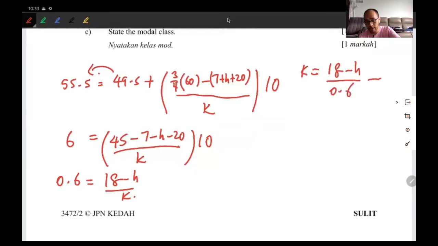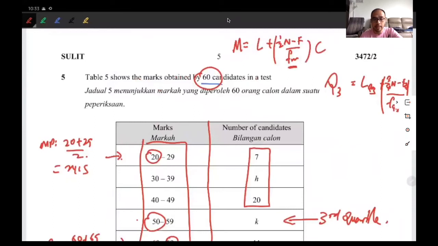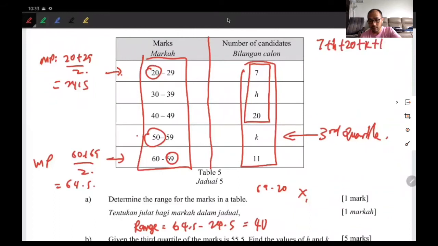Okay, first equation. So where can we get the second equation from? The second equation we can get from this number 60. If all together is 60, therefore I can say that 7 plus h plus 20 plus k plus 11 equals 60. If I simplify this, 60 minus 7 minus 20 minus 11, I will get h plus k equals 22.